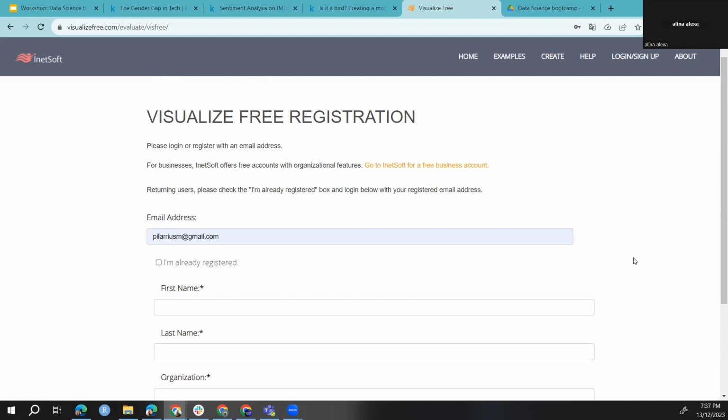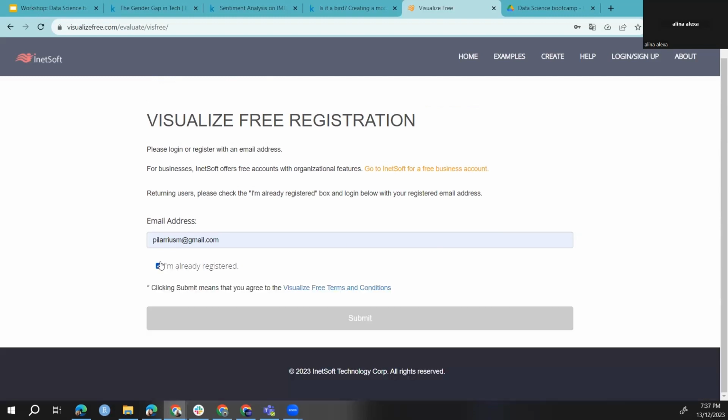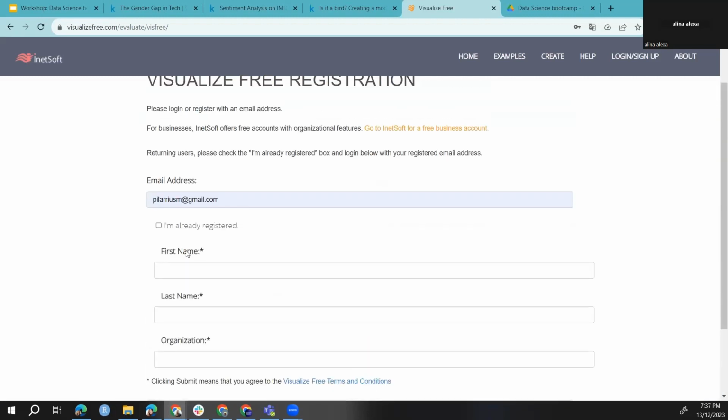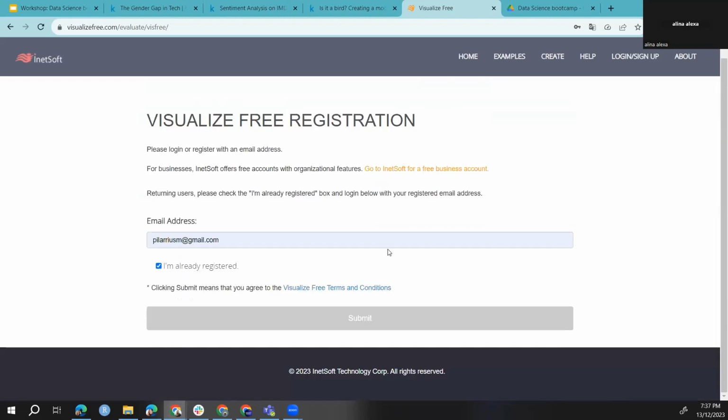Great. So once you're registered and you're on this page, you must click I'm already registered here. Otherwise, you don't enter. I know it's a bit weird, but yeah. So you put your email address. You see the click. If I unclick it, it still thinks I'm registering. So I say no, I am already registered. Then I can press submit. So I'm entering into the actual visualizefree.com.